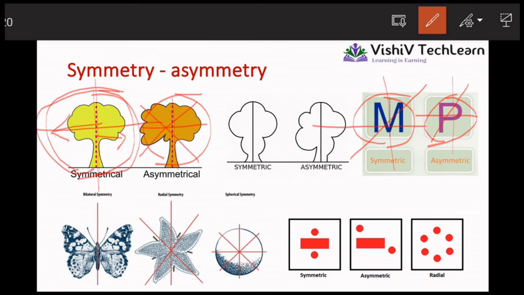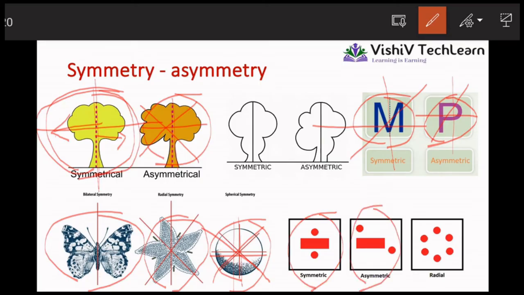Similarly, natural things like a butterfly or a starfish are symmetric about a particular axis. Here you can see a sphere. If we draw a line through the center of the sphere, it is always symmetric about that line. A sphere like the earth, if we draw a line or a plane through the center of the earth, it will always be symmetric. And similarly for other symbols like this, you can check the symmetric and asymmetric concept.